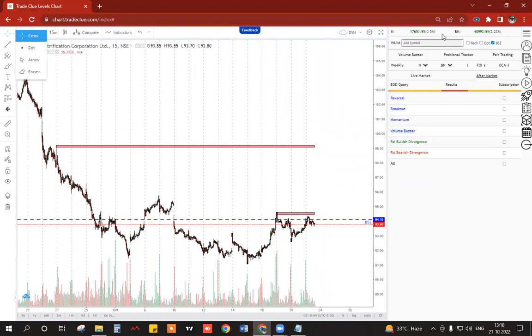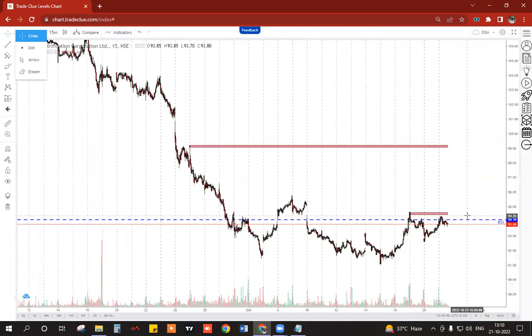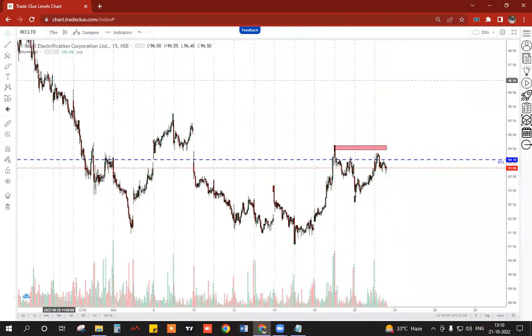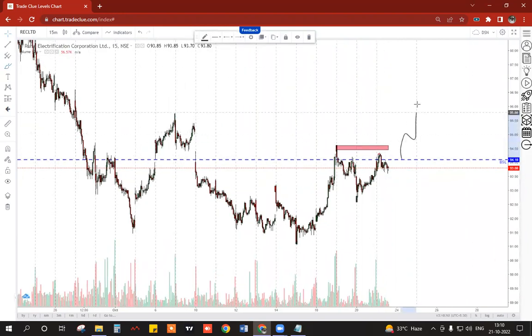To give you a quick brief about the bands, red bands are basically selling zones and green bands are basically buying zones. If the stock breaches the red band and goes on the upper side, I'm interested to buy. If the stock breaches down the green band, I'm interested to sell basically. So this is the basic concept.